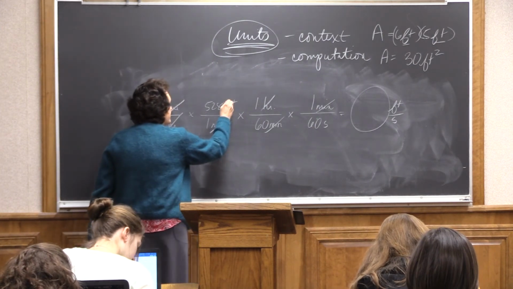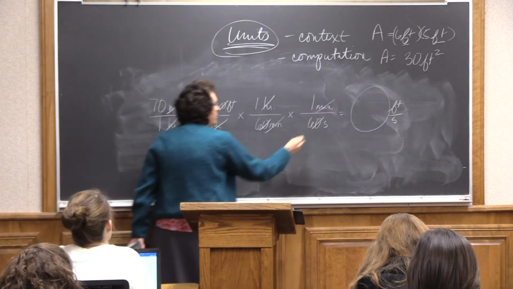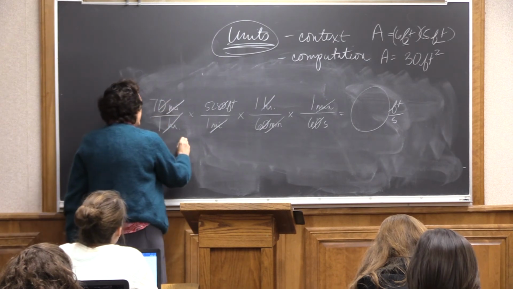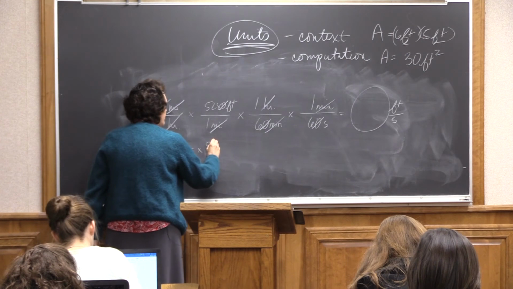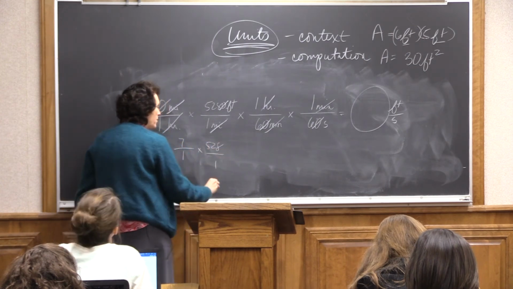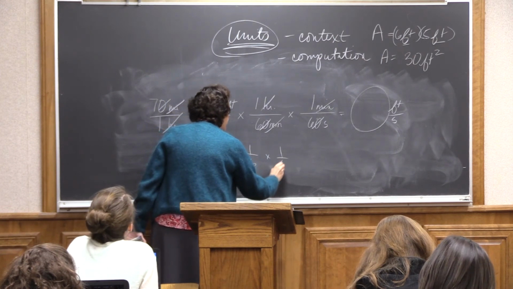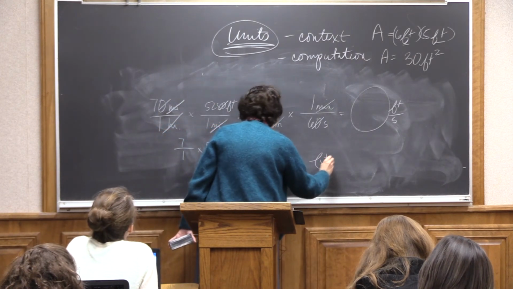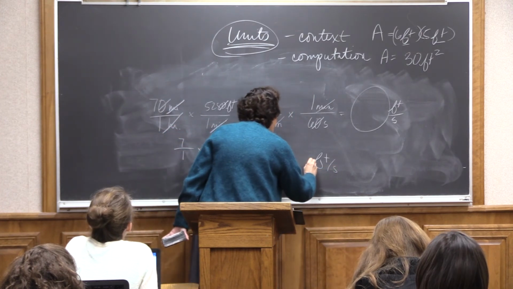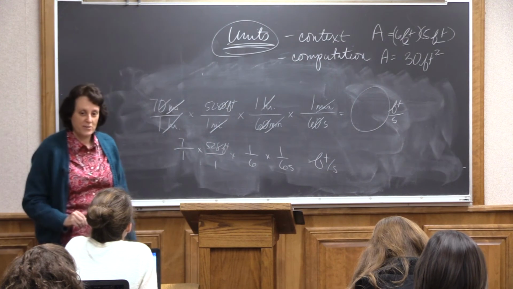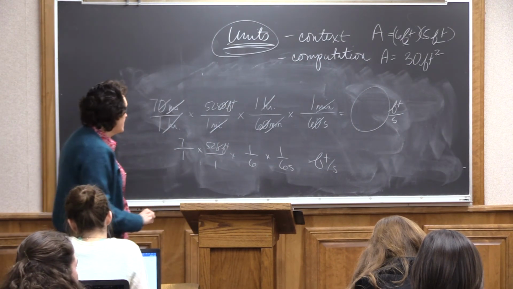I'm going to cancel this 0 with this 0. I'm going to cancel this 0 with that 0. That leaves me 7 over 1 times 528 over 1 times 1/6 times 1/6. Feet remain on top. Seconds remain on the bottom. I rewrote it so I could see what I'm doing. Otherwise, my cancellation becomes messy.